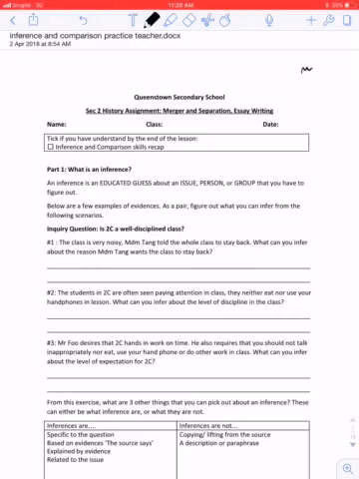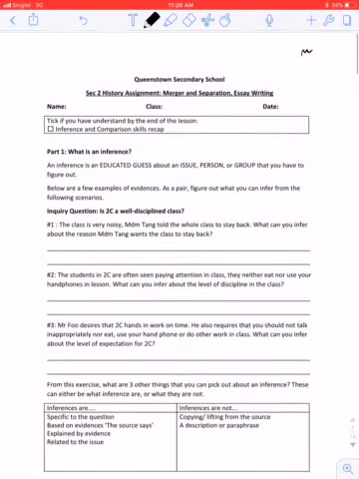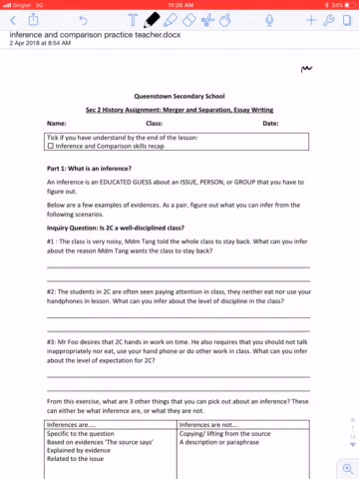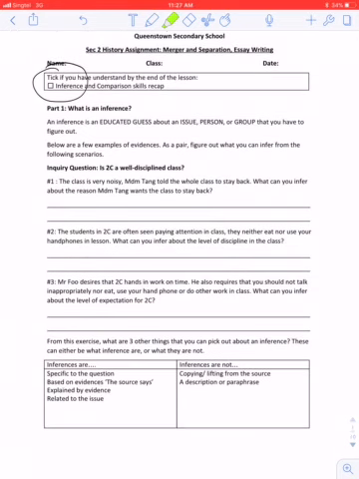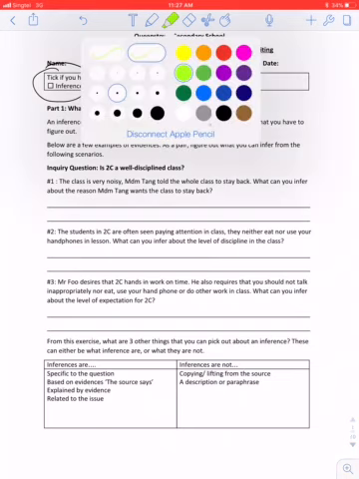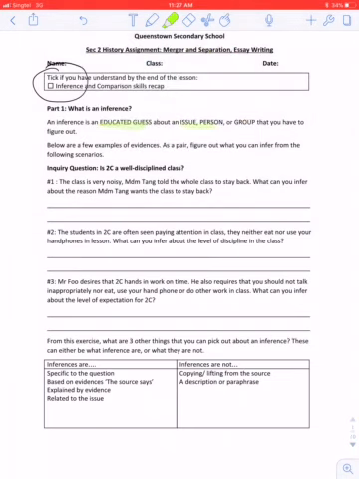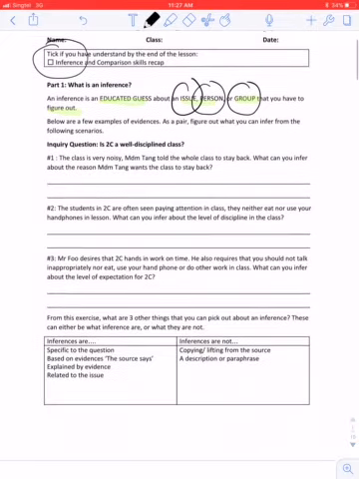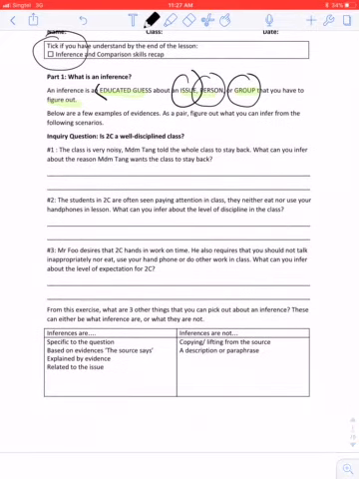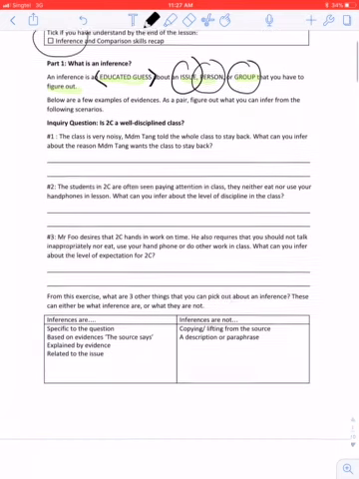Okay, now to understand comparison and reliability, we have to start with inference because inference forms the basis of all the skills that you need to know. So, what is an inference? An inference is an educated guess about an issue, person, or group that you have to figure out. That means they will ask you about an issue, a person, or a particular group, and you need to have a guess about what is it about this issue, person, or group.